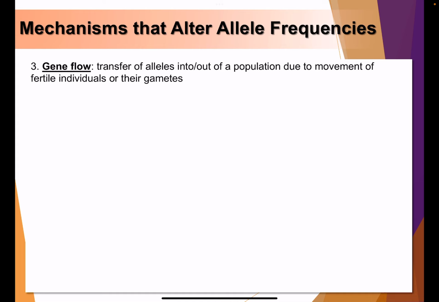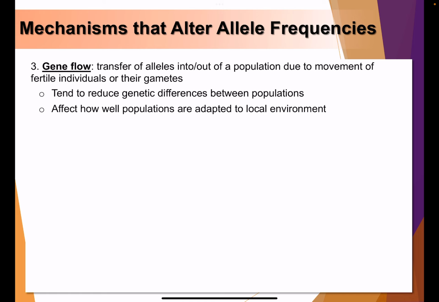What is gene flow? It is the transfer of alleles into or out of a population due to movement of fertile individuals or their gametes. This type of gene flow tends to reduce genetic differences between populations, and second, it affects how well populations are adapted to a local environment, because you are blending, in a sense, the genes between populations. That's why you end up with less genetic differences. And again, less genetic variation may lead to being less likely to adapt. That's why it can affect how they adapt to the environment.